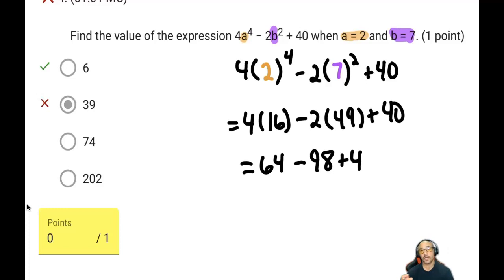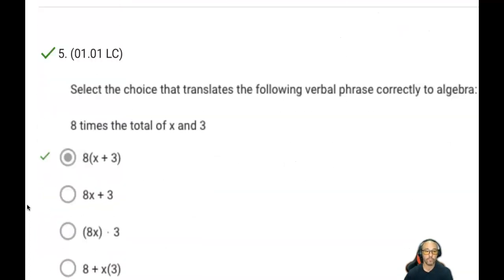Now, parentheses are done, exponents are done, multiplication and division is done. We just have addition and subtraction from left to right, so we do this one first. 64 minus 98 is going to be a negative 34. And you can absolutely use a calculator, please do. And then, oh my goodness, I did something severely wrong here. What did I do? Oh, this is 40. There we go. All right. Negative 34 plus 40 is a positive 6. And that is how that one goes.